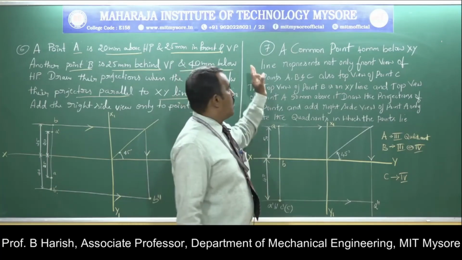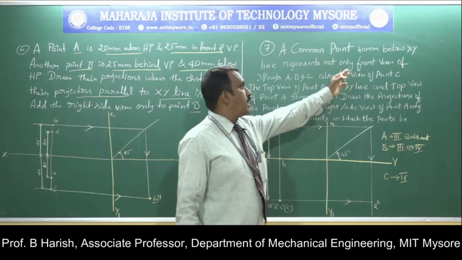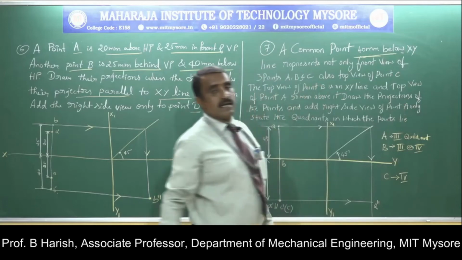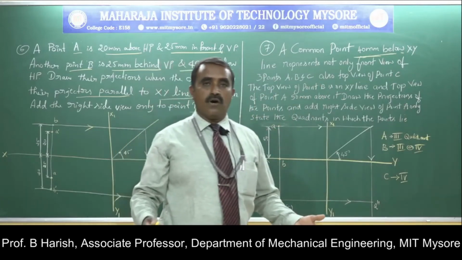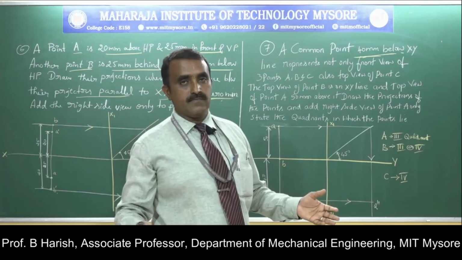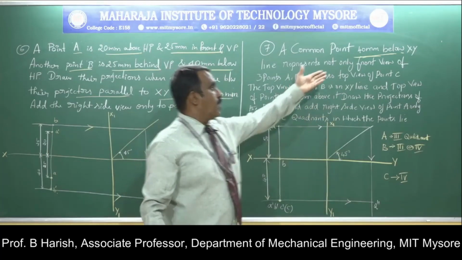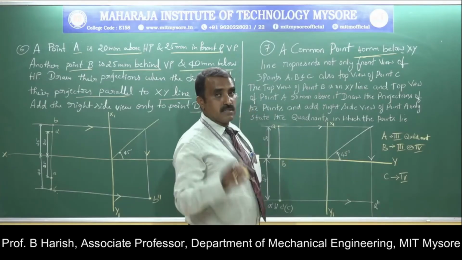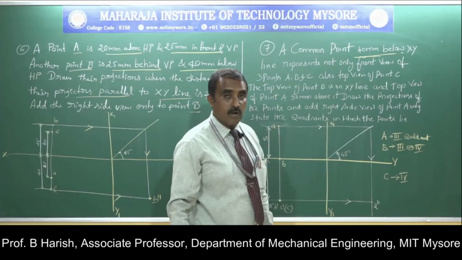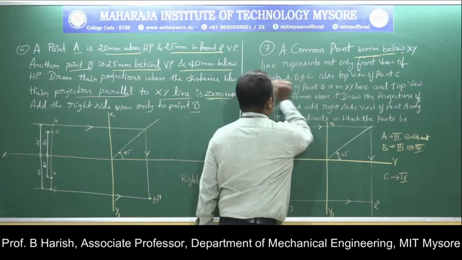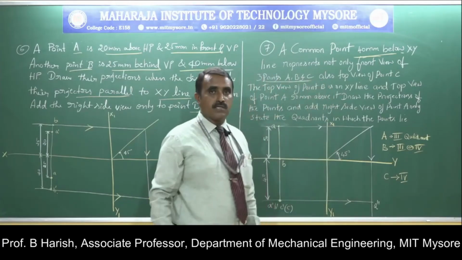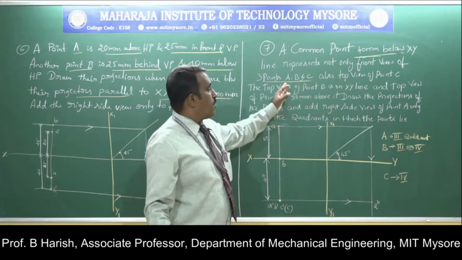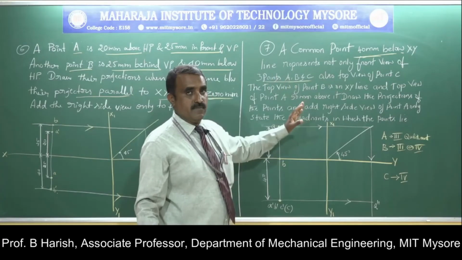Here, it starts with a common point 40 mm below the xy line. Since it is below the xy line, which is straight away given, I do not bother which quadrant it lies in. So 40 mm below the xy line represents not only the front view of three points, meaning that the 40 mm you measure below the xy line represents the front view of points A, B and C.